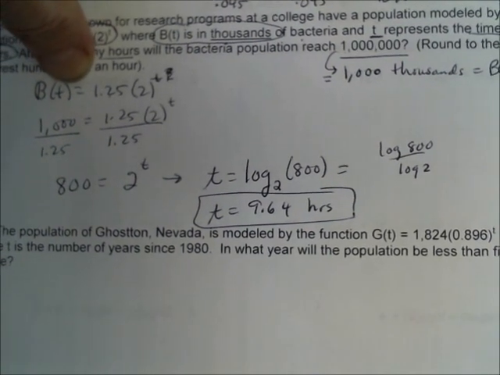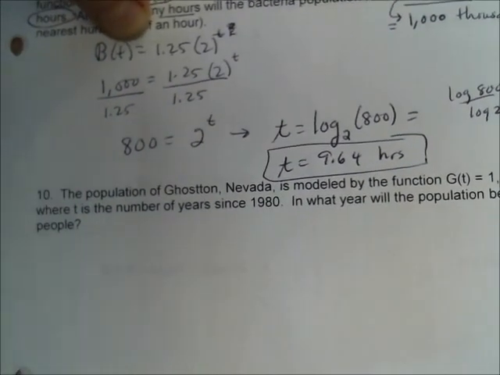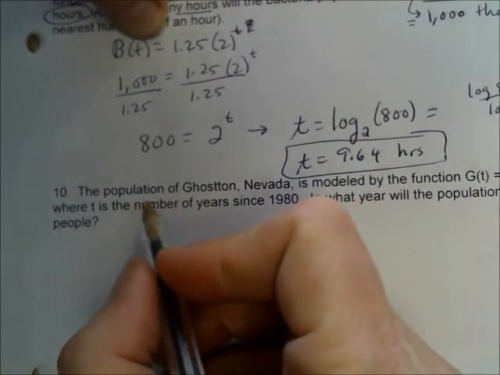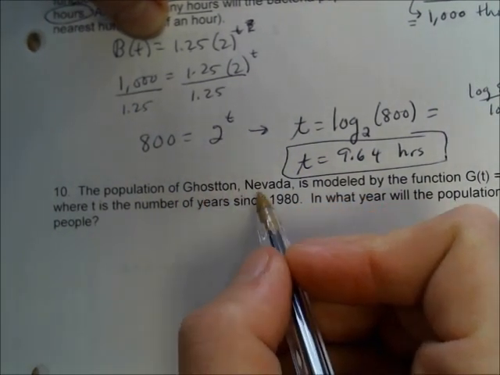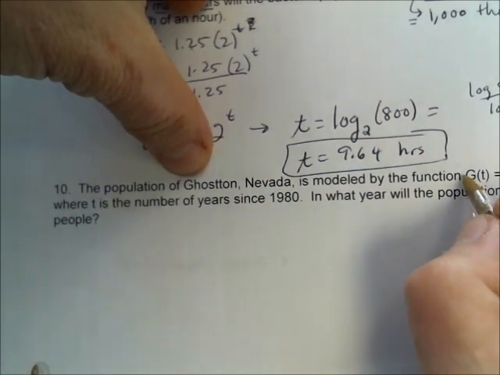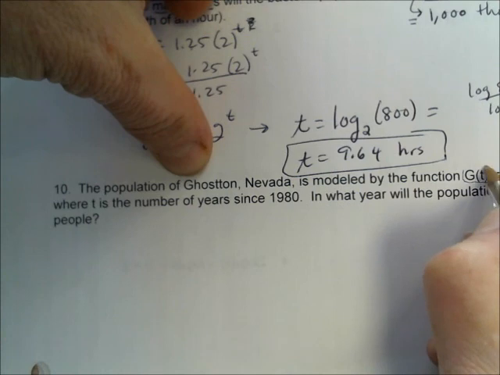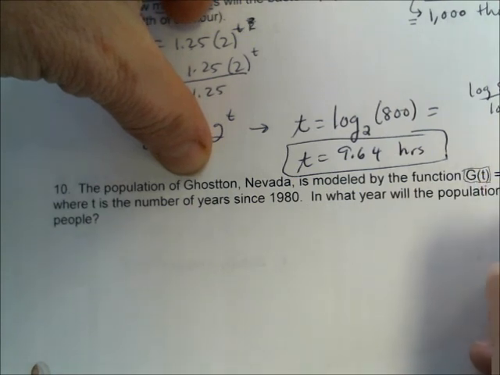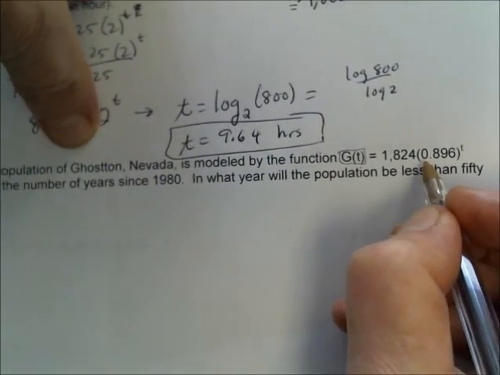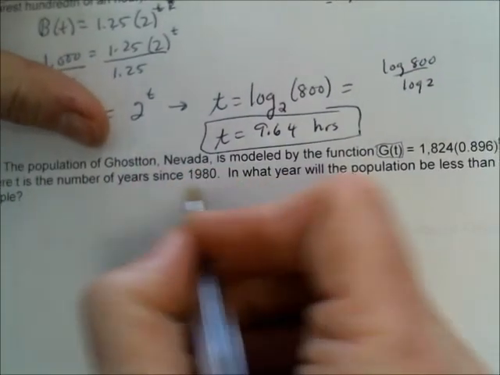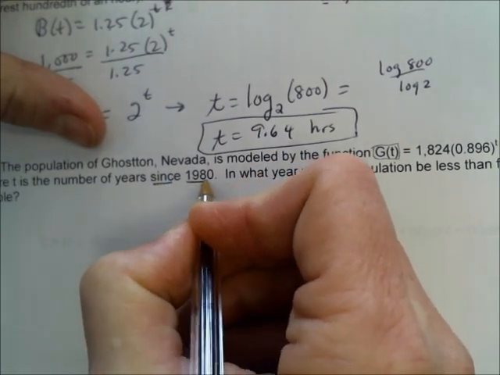One more to go. Population. Population is often modeled by an exponential function. The population of Ghoston, Nevada, must be a ghost town, is modeled by the function g of t, which is like a y, right? You can call this y equals. And we're given this exponential equation. It's a beautiful thing. t is the number of years since 1980.